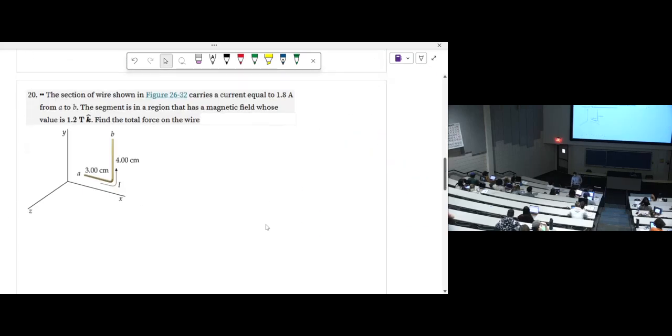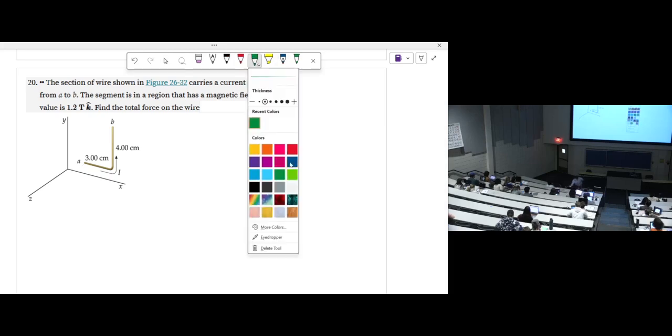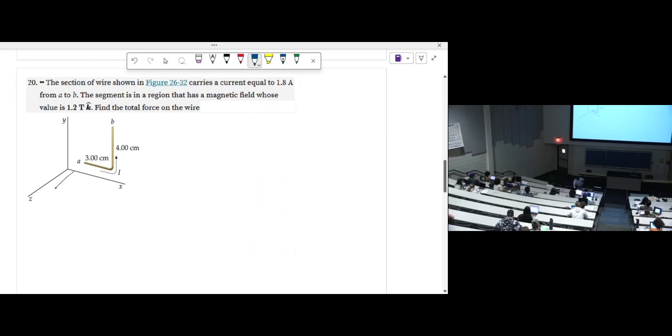All right. The section of wire shown carries a current equal to 1.8 amps from A to B. The segment is in a region that has a magnetic field whose value is 1.2 Tesla in k hat. So my magnetic field B is going to be pointed in this direction right here, and it's going to be uniform as far as we can tell.